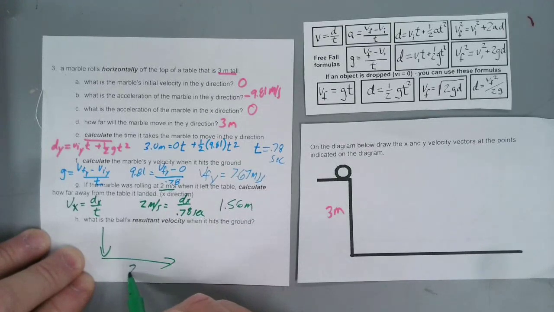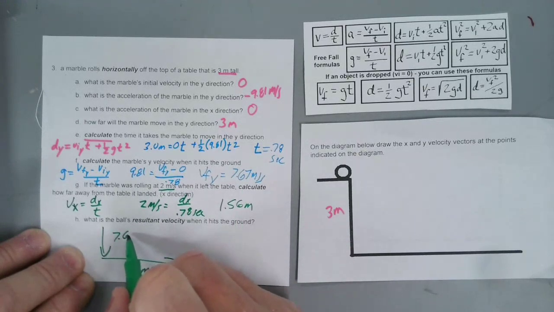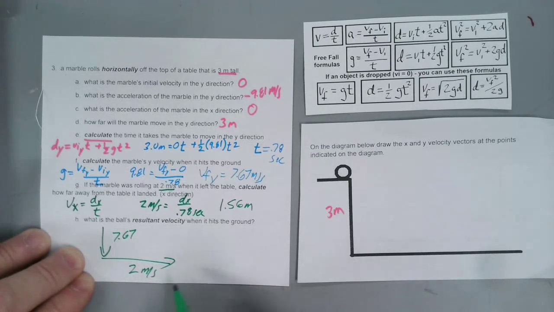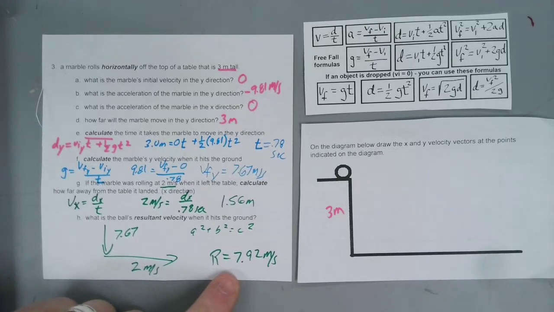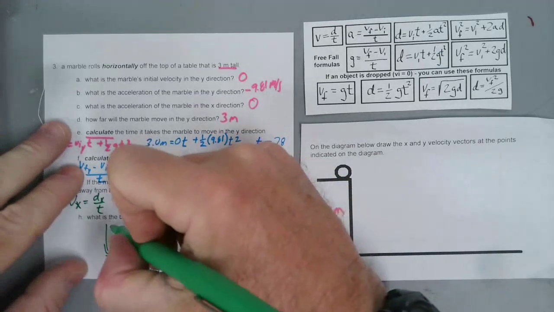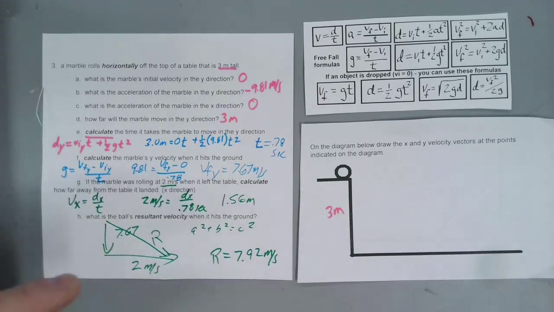Now the resultant velocity, once again, you have an x velocity and you have a y velocity. The x velocity in this case was 2 meters per second, but my y velocity is now 7.67. We'll do a squared plus b squared equals c squared to get that resultant velocity. And that resultant velocity is going to be 7.92 meters per second. You notice that number is a lot closer to the y velocity than the x velocity, and that kind of makes sense because the y velocity is a lot bigger than the x.